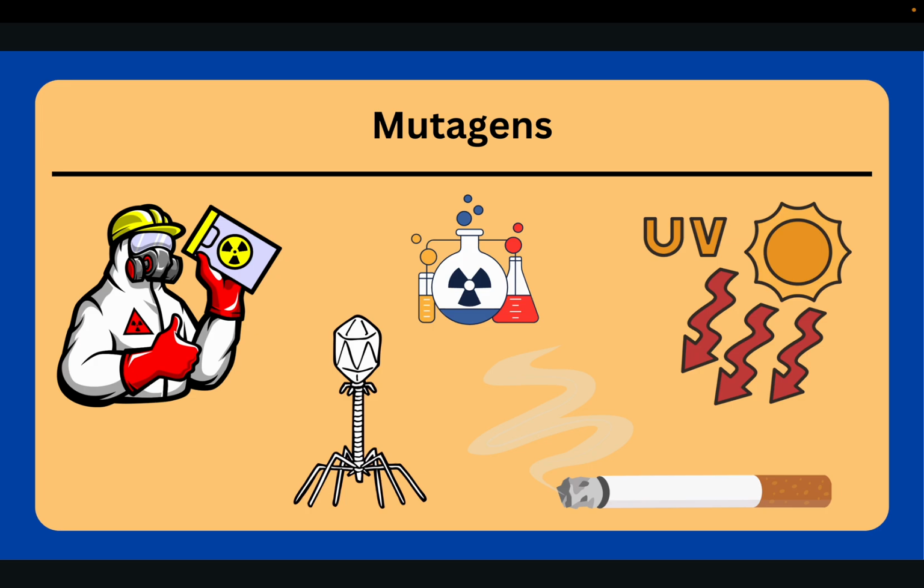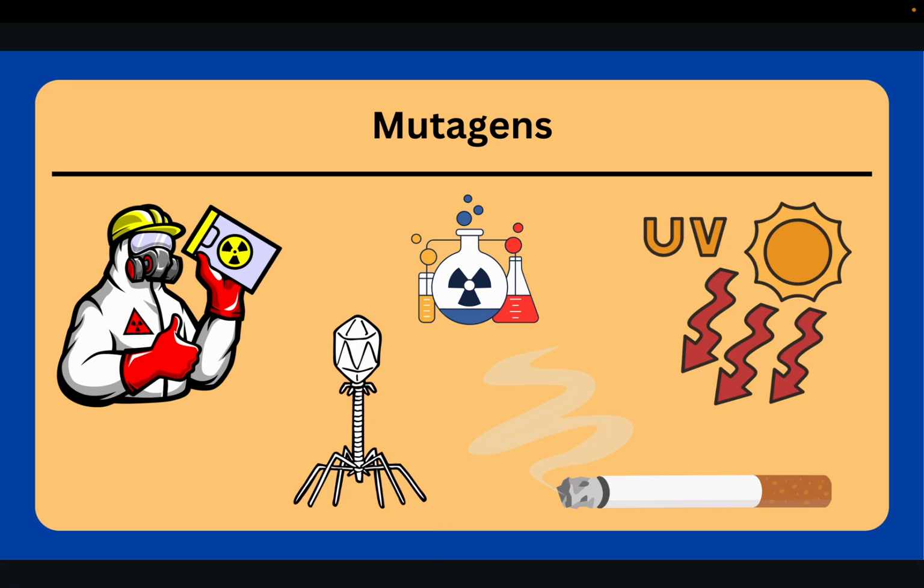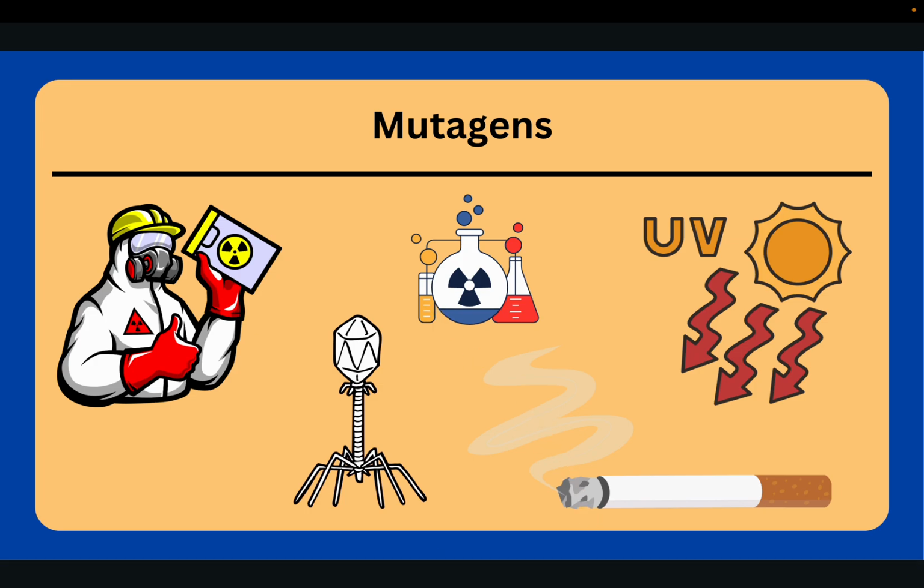So like nuclear waste, drugs, alcohol, even viruses can cause changes in your DNA. The most common ones though, harmful chemicals found in drugs, alcohol, tobacco. That's why we don't do them. They're not good for you.